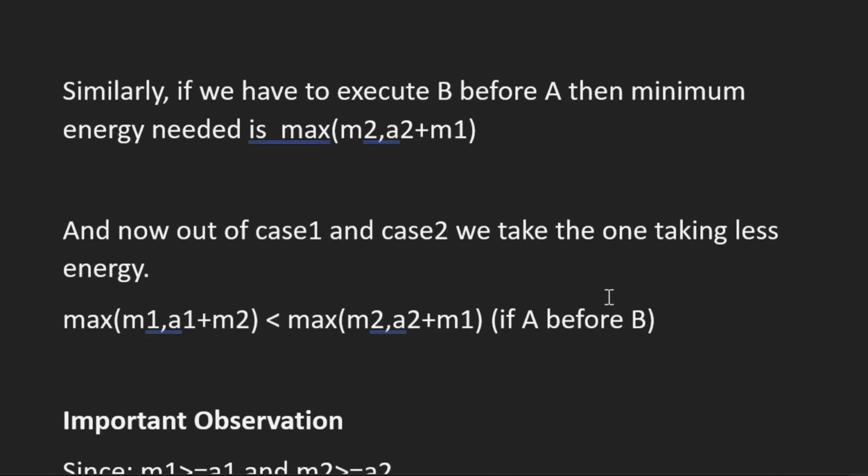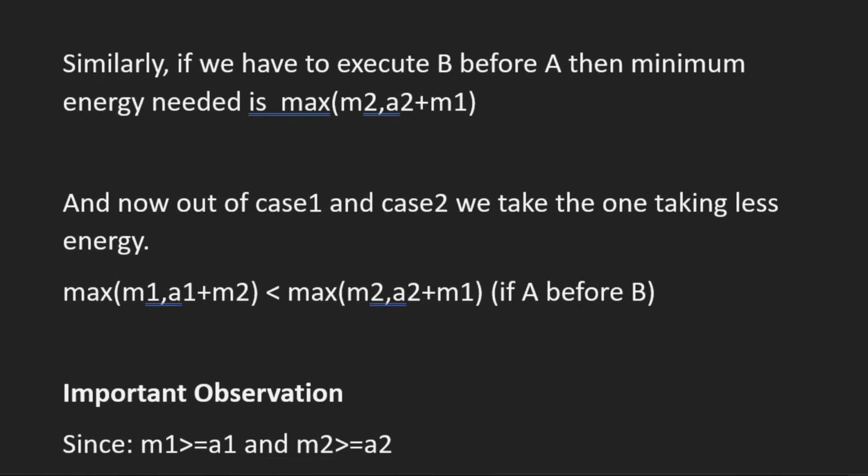Similarly, if we have to execute B before A, then the minimum energy needed is the maximum of M2 comma A2 plus M1, right? Now this is case 2 and the above one is case 1. So which case will we take? We will take the case which gives us less energy.